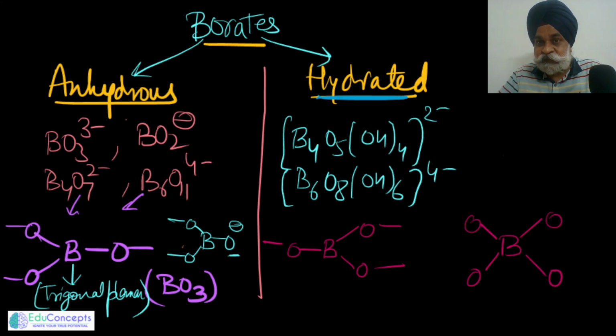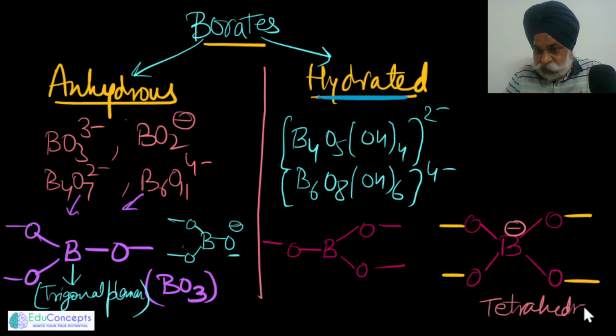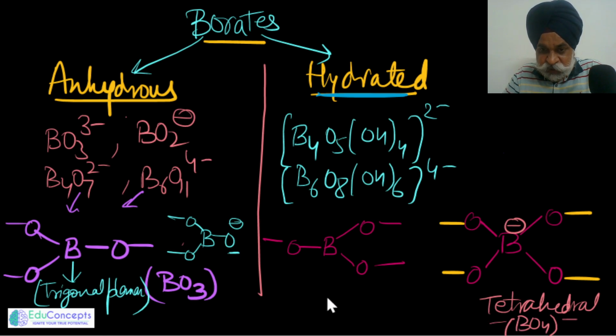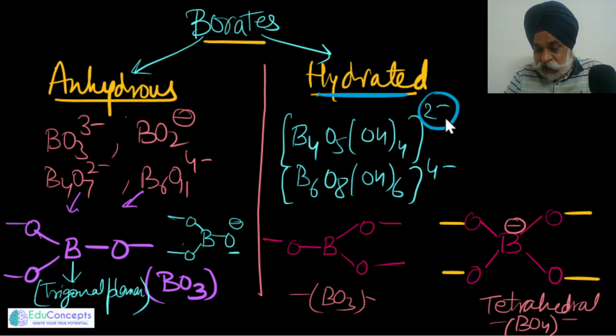It definitely would have a tetrahedral unit as well, with something bonded here, and as a consequence this boron would get a negative charge. So it is in the tetrahedral unit also, further joined to something else, and trigonal planar as well. And do also remember this trick or tip: in the hydrated borate, whatever is the charge on the total anion, if the charge is 2 negative, then out of these 4 borons, there must be 2 borons in the tetrahedral form.